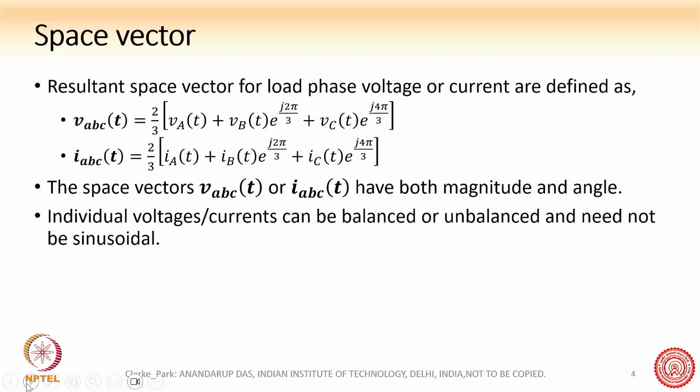How do we define space vectors? As you can see, the space vector of voltage and the current are shown here, which is VA, VB, VC with these multiplying factors and a 2/3 factor at the beginning. The individual voltages and currents can be balanced, unbalanced, and need not be sinusoidal, so we can have harmonics inside this also. This is how a space vector is defined.